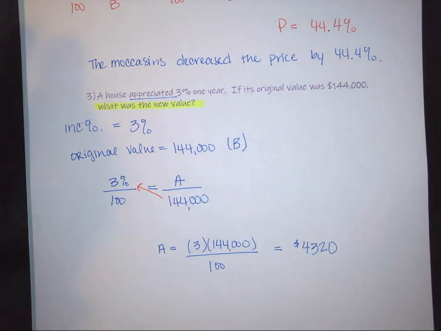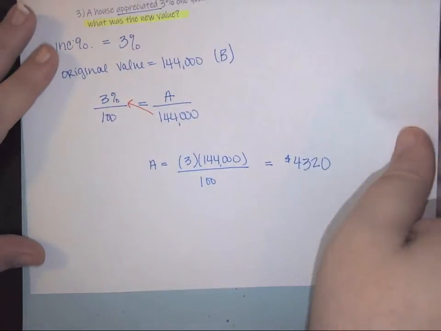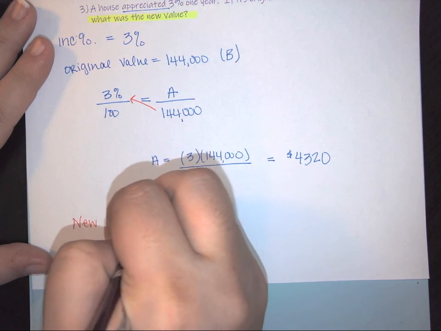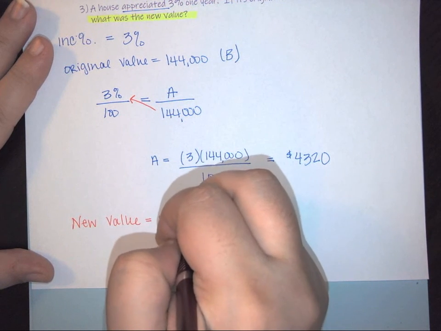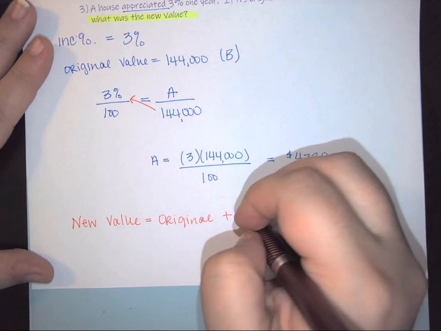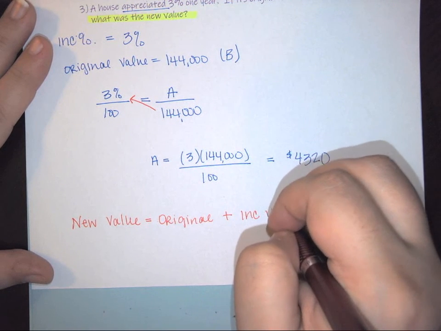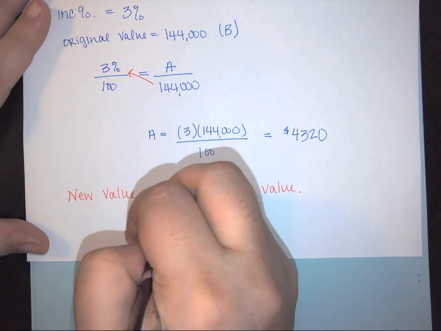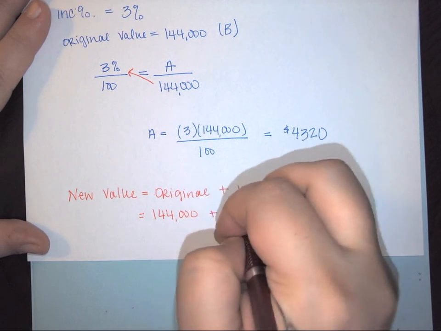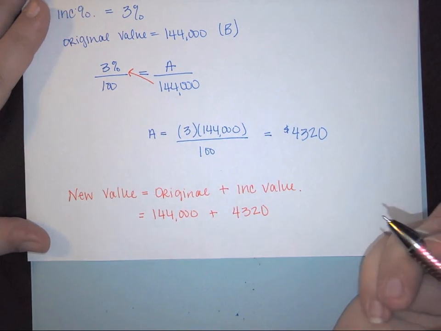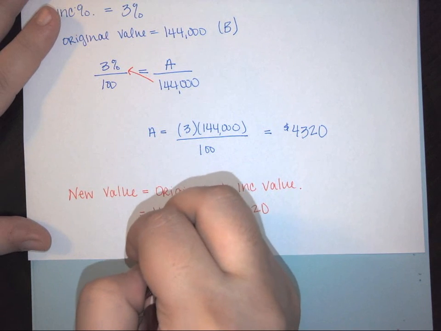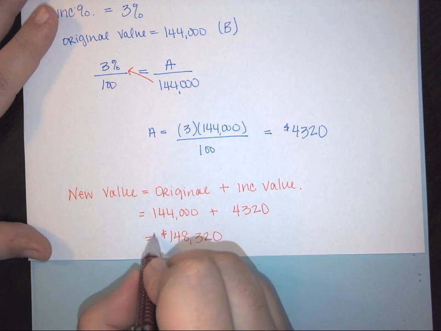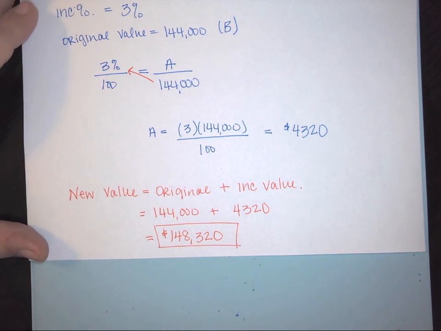So to find the new value, we have to take the original. So your new value is going to be your original plus your increased value. So to find my new value, I have to take my original 144,000 and add my increased value of 4320. This is going to give me a new house value of $148,320. And this was the answer that we were looking for.